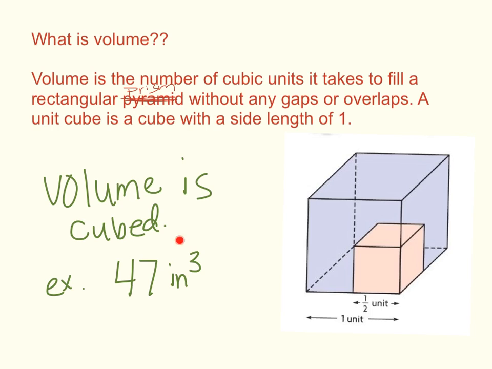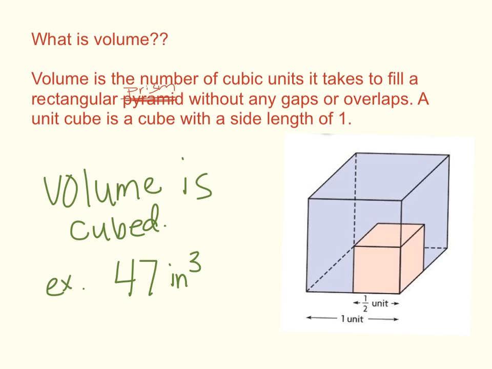Now, volume is cubed. So instead of doing an area where we did 47 inches squared, it is 47 inches cubed, or with a little 3. That's what that cubed means, because volume is an actual full shape of a cube.